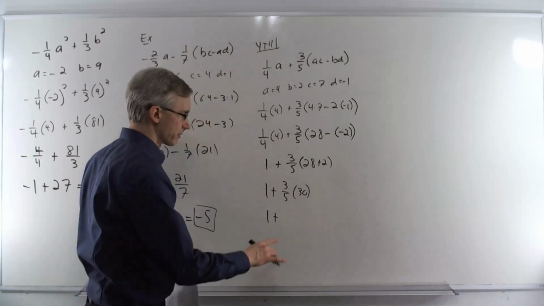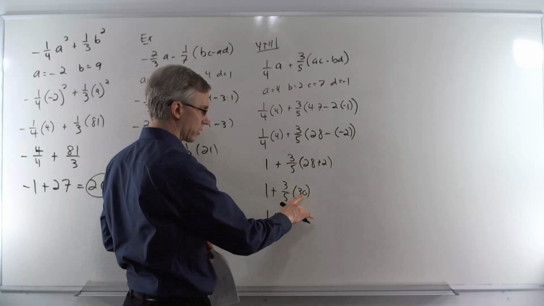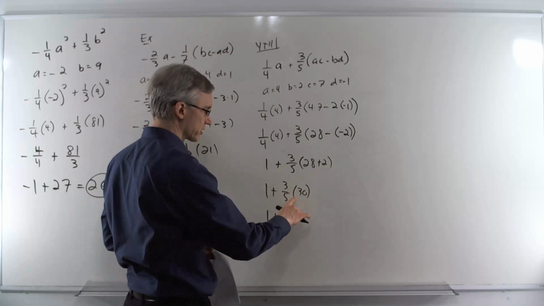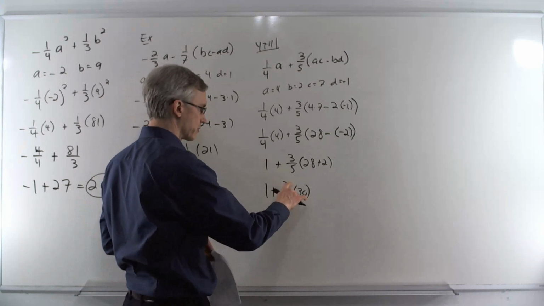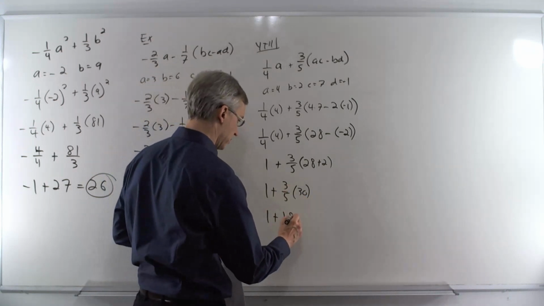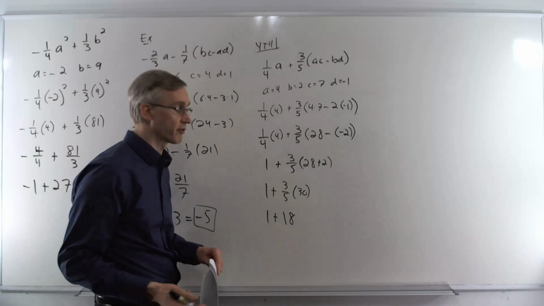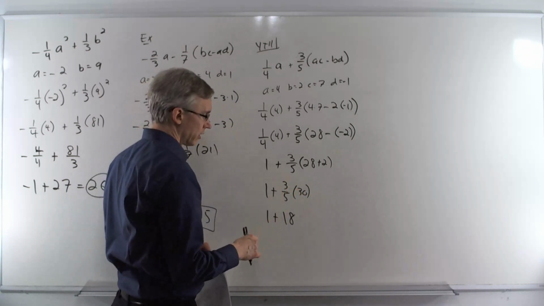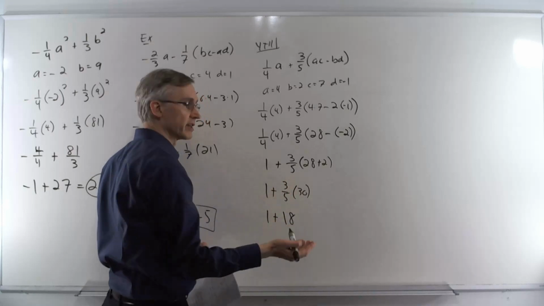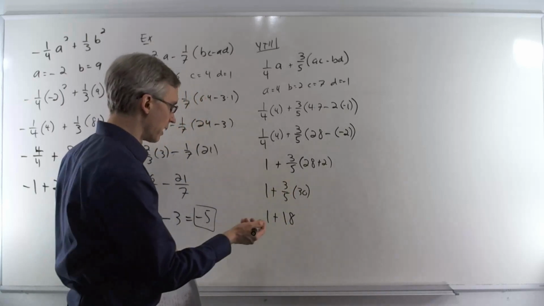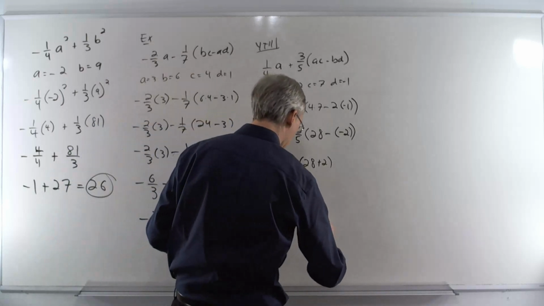So what I'm going to do now is, since this is in the numerator, I'm going to go ahead and do the division first. 30 divided by 5 is 6. 6 times 3 is 18. We could have done that the way we did before by multiplying with the numerator. So 30 times 3 gives us 90. 90 divided by 5 is 18. So same answer either way. Add them together, and we get 19.